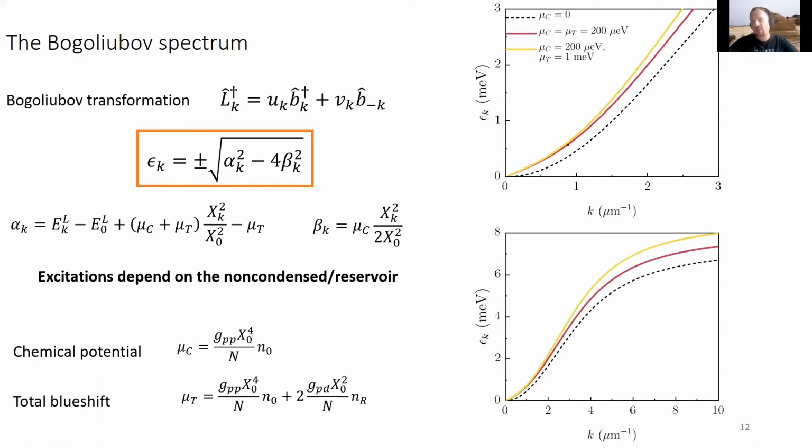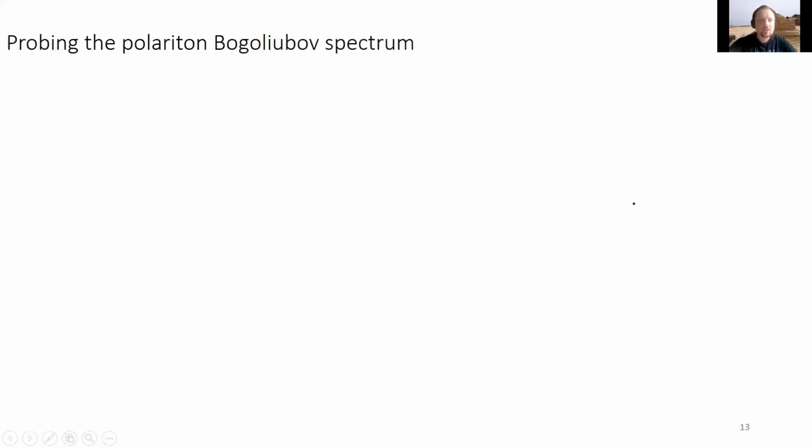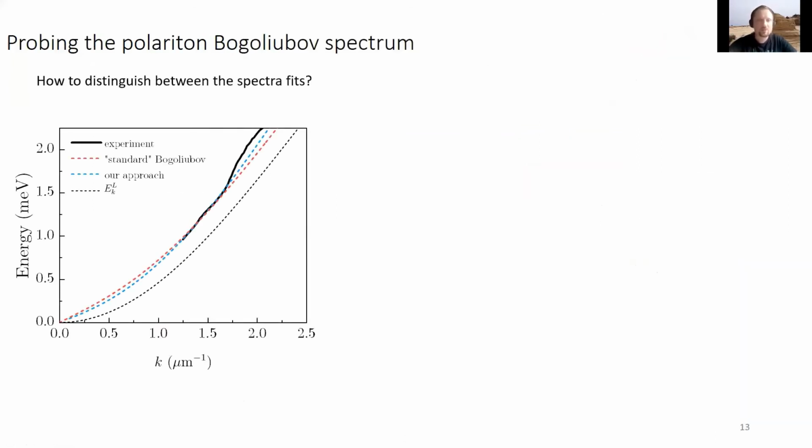How does it look in the spectra? It doesn't modify much the superfluid part, but it modifies a lot the high k values of the excitation spectrum. Why? Because here the Hopfield coefficients of excitons dominate, so the interactions are much stronger. So we probe the excitation spectrum, but how do we now distinguish how this newly developed theory is different from just putting the polariton dispersion into standard Bogoliubov theory? Especially since we are limited in our wave vector range, and we cannot, unfortunately, probe the superfluid part of the spectrum.